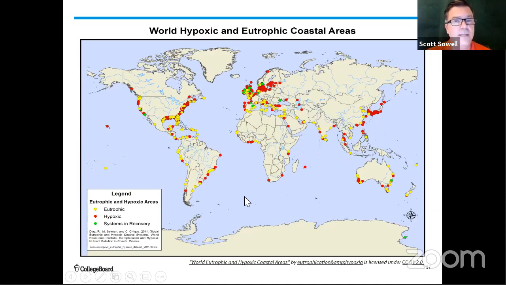So here's a good visual image. I want you to look at the title first. So this is eutrophic and hypoxic coastal areas. Hypoxic means low oxygen. So take 15 seconds, stare at this visual image and maybe start to think, what story is it trying to tell you?